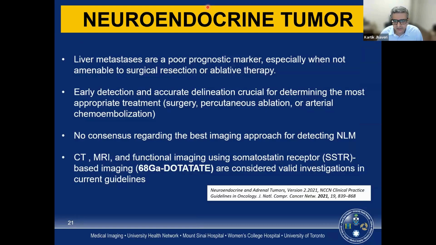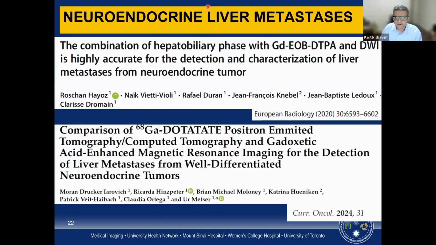Currently, there is no consensus regarding the best imaging approach for detecting liver metastases from neuroendocrine tumors, and various guidelines include both CT and MR as well as functional imaging, as you know, which is gallium-68 dotatate PET scan, as valid investigations in this group of tumors. However, there is literature again showing that when you utilize gadolinium EOB-DTPA and diffusion, there is high accuracy for the detection and characterization of liver metastases from neuroendocrine tumor, as in this paper from 2020.